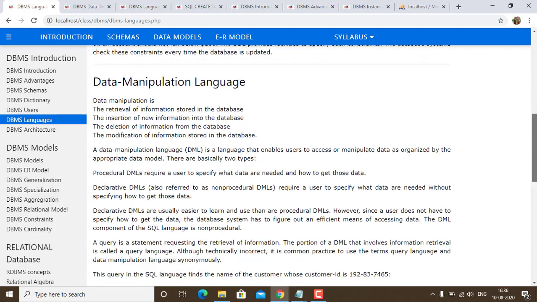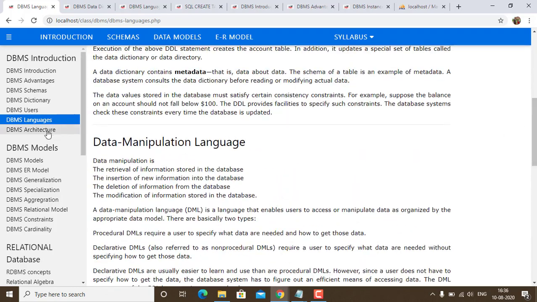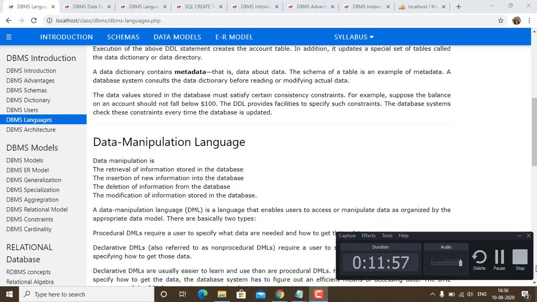Now, coming up to the next tutorial, we have database architecture, which we are going to see in our next tutorial.